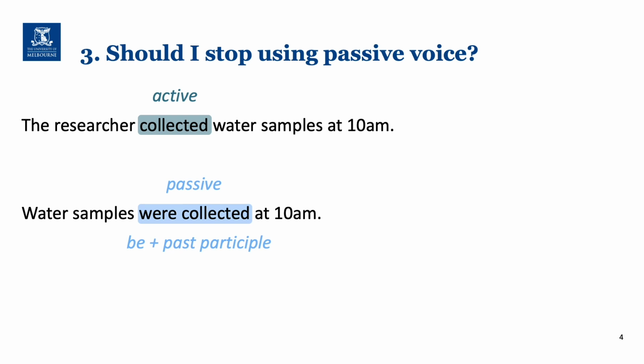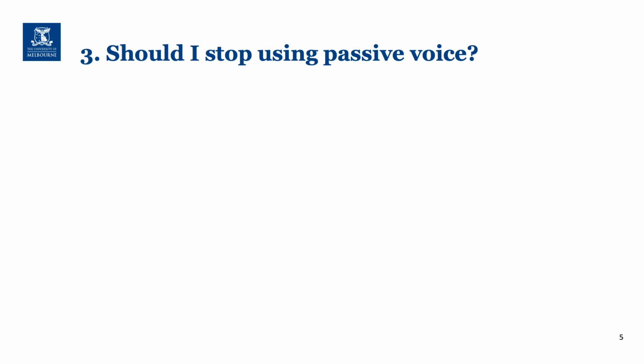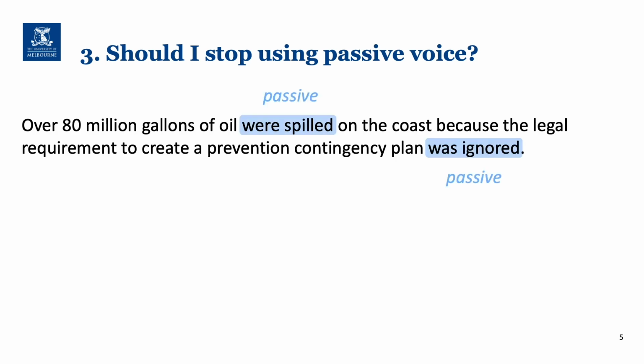For this reason, passive voice is often used to describe processes when the person or thing doing each step is not particularly important or is obvious. However, because the passive voice can hide who did an action, it can be used to obscure responsibility, which is why you might see advice to use active voice. In this sentence, with 2 instances of passive voice, "Over 80 million gallons of oil were spilled on the coast because the legal requirement to create a prevention contingency plan was ignored," the emphasis is placed on the action of the spill and the lack of a plan, instead of who spilt the oil and who failed to create a plan.